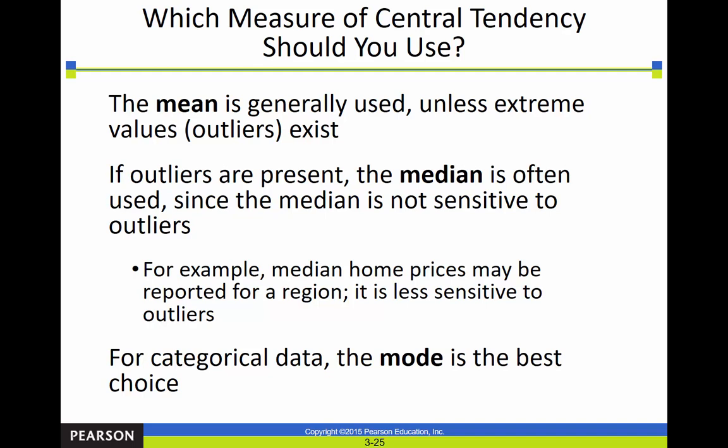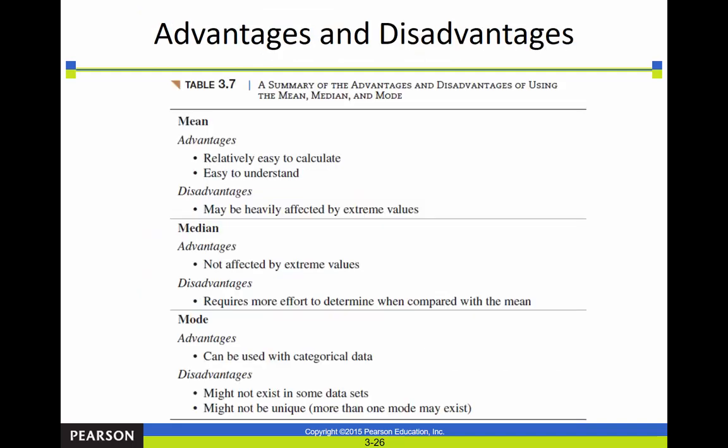If there's giant, huge outliers, where certain data points fall way outside of the rest of the data, then the median is often a better measure of central tendency. And when we have categories or categorical data, then the mode is the best choice.